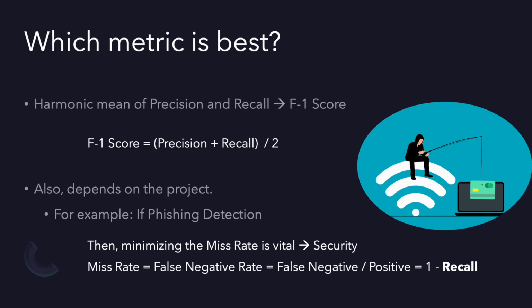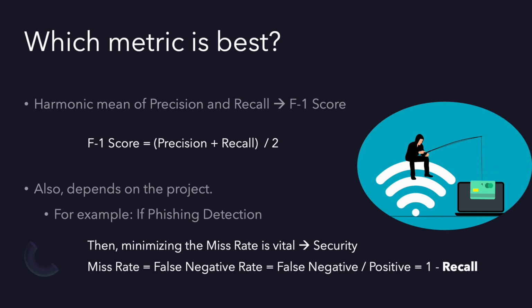For example, for the phishing detection systems, ultimate goal is to minimize miss rate to provide, let's say, secure environment for the users. Miss rate, in other words, false negative rate, and you can say with this model and hyperparameters, false negative rate or miss rate is minimum. And this is more important for our project. That's why I choose this model and parameters.